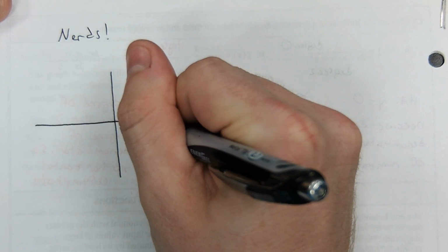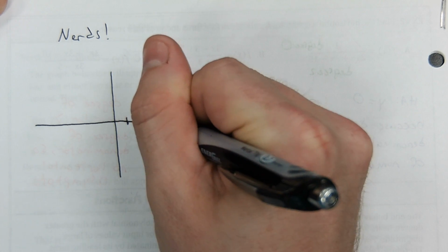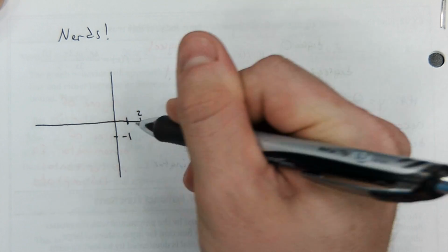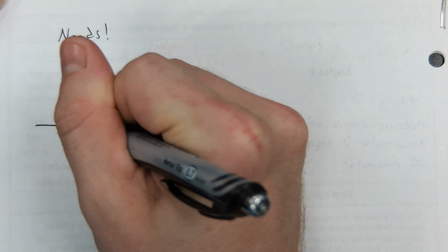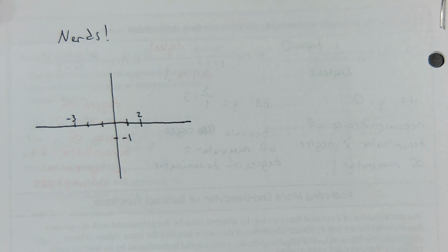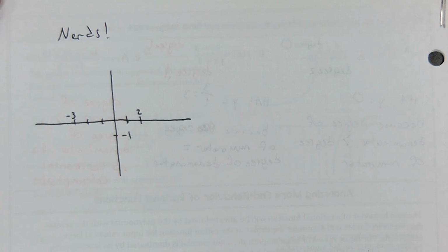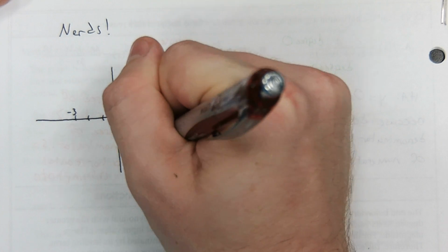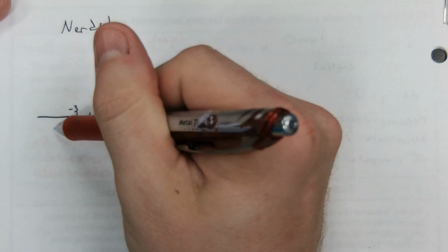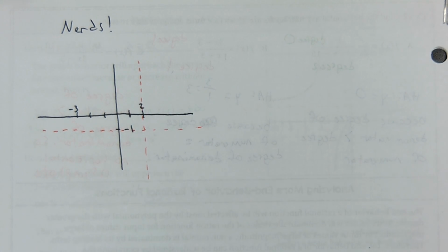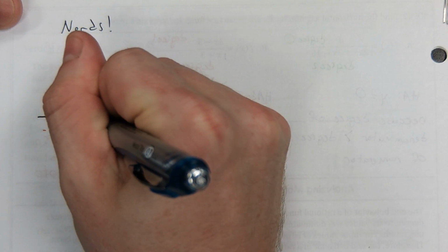Let's do, I don't know, x equals positive 2, y equals negative 1, x equals negative 3. That's enough numbers. And here's what you're going to do. We're adding this to the back. Here's what you're going to do. Draw a vertical asymptote at x equals positive 2. Draw a horizontal asymptote at y equals negative 1. And we're going to put an open dot at negative 3, 0.